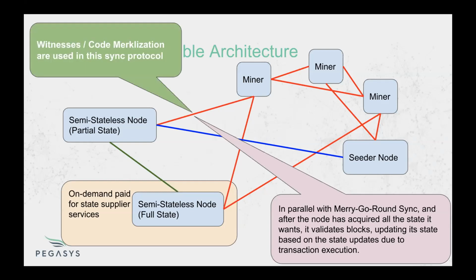For the purposes of this talk, we're going to be talking about the witnesses that are part of this sync protocol of delivering the state, and in particular, just the code. The whole of stateless and witnesses includes the data and the code, but this is just focused on the code itself. And so the code compression has generally been called Code Merklization.